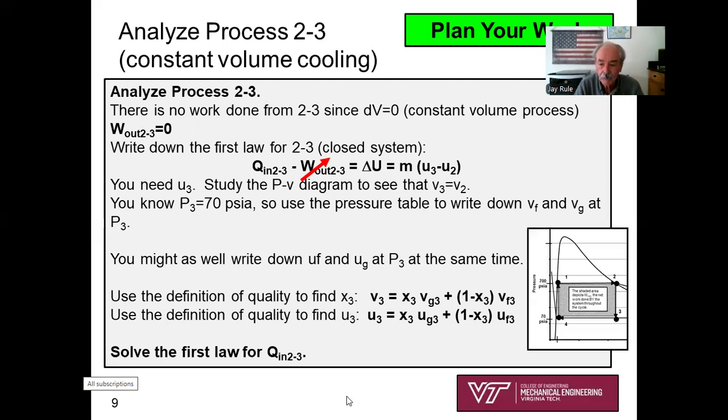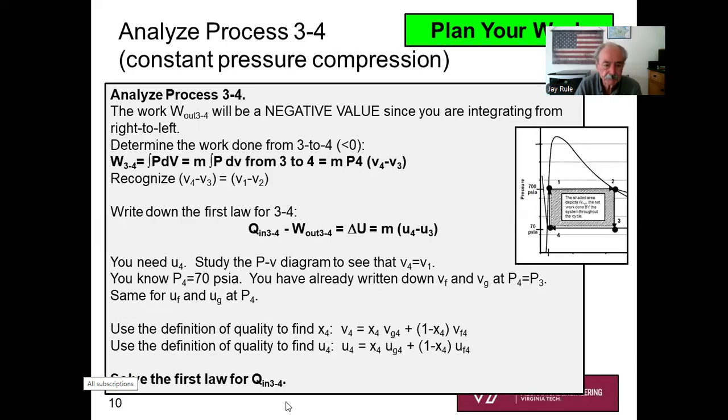Okay. We're going to 3 to 4, I believe. Yes. 3 to 4. Here's my thumbnail. 3 to 4. Okay. Let's see. Constant pressure process. Constant pressure, 70 psi. I'm integrating from right to left. I can visualize the work term. It's the area under this curve, the 3 to 4 rectangle, but it's going to be a negative number.